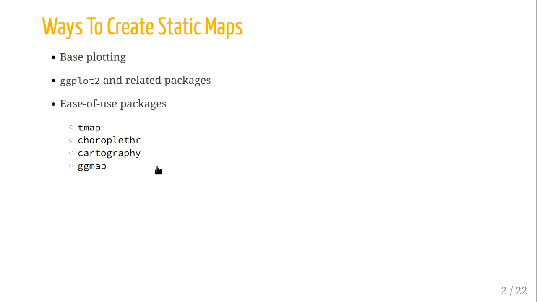So these are probably some of the easiest ways to get started making static charts or static maps in R. You have the base R plotting ecosystem. You have the ggplot2 based ecosystem. And then there are certain ease of use packages that allow you to make maps very quickly. The four that I typically end up using quite a lot are tmap, choroplethr, cartography, and ggmap. There are some other ones as well, but these are enough to get started with. So those are the ones that I put.